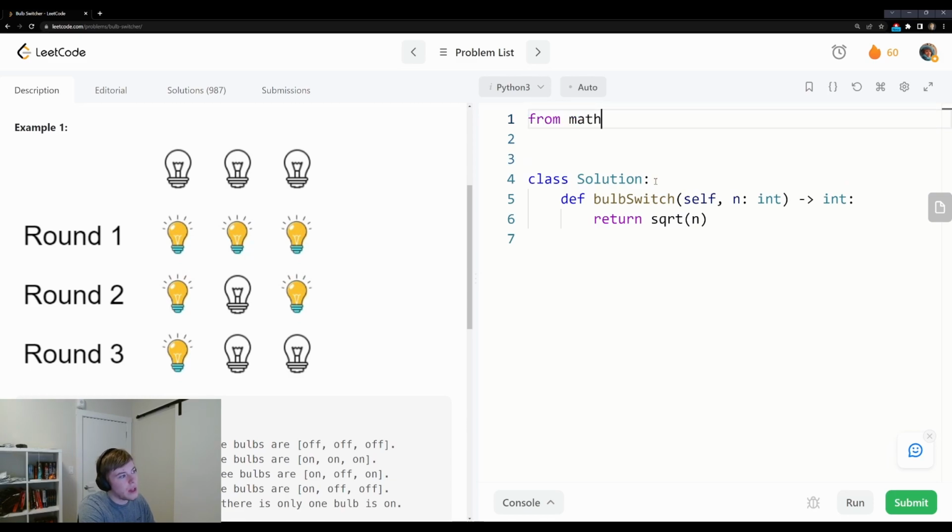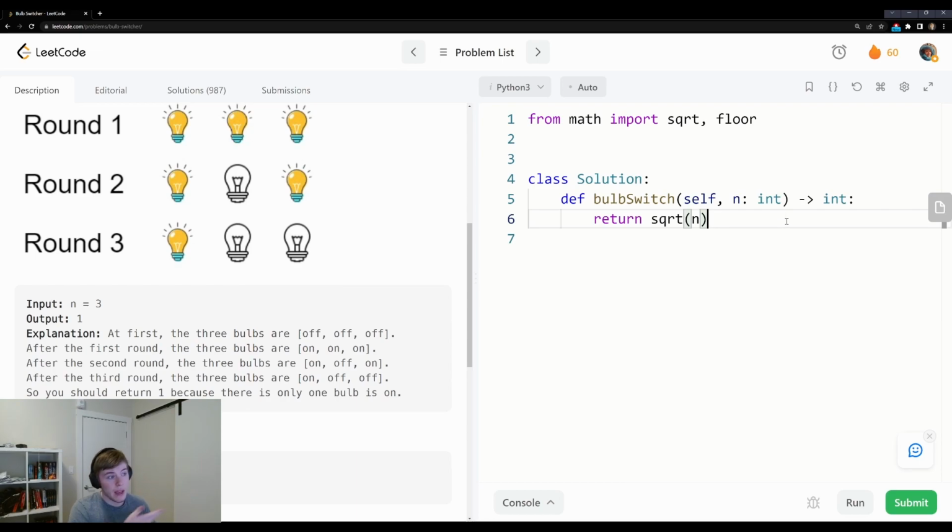Well, then you still have the case, sorry, let me just import some stuff from math. But let's say you have n equals 10 in this case. Well, the square root of 10 is not an integer, so that's not going to work. So what we actually have to do is take the floor, because all of the squares up to 10 are the ones that will be turned on by the end of the 10 rounds. So we would have 1, 4, and 9.